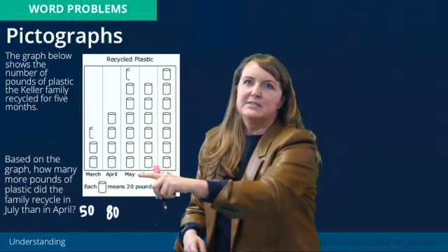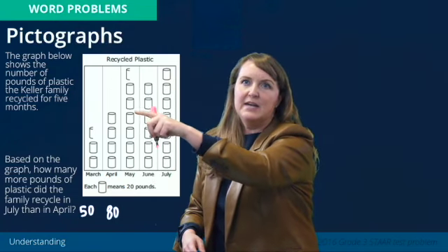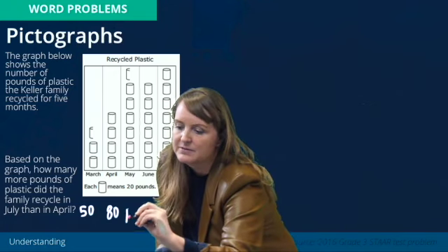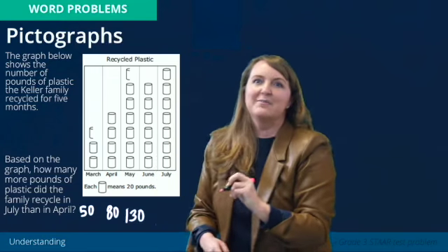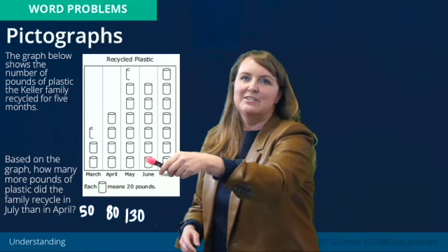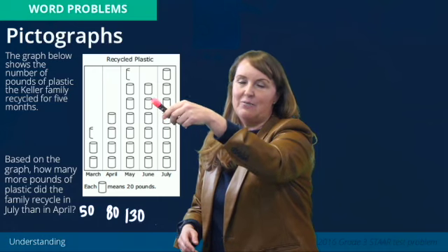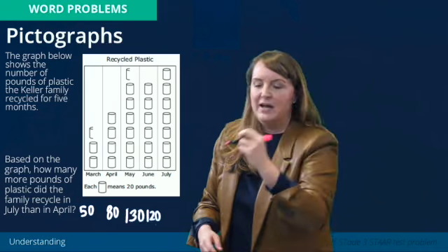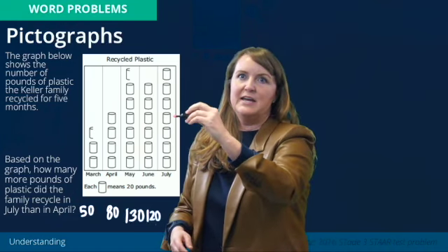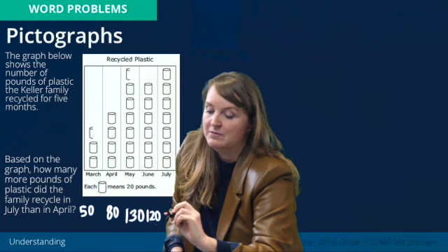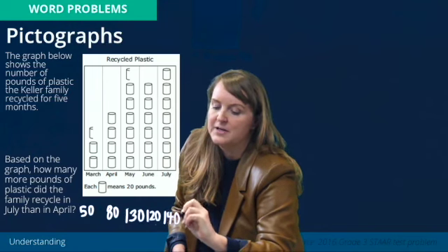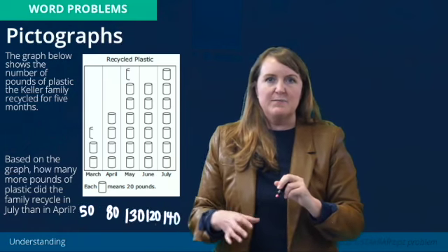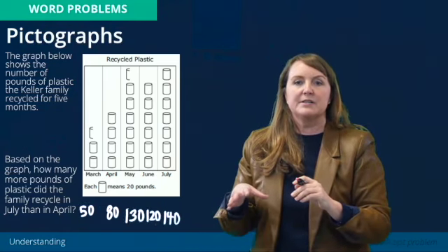What about May? Let's see, 20, 40, 60, 80, 100, 120, 130. Whew, May was a big month for that Keller family. Then we've got June, 20, 40, 60, 80, 100, 120. And then July. What do we have in July? 20, 40, 60, 80, 100, 120, 140. Wow, even more than the other months. So now that I have those labeled, if I need that information by month, it's just very easily accessible.